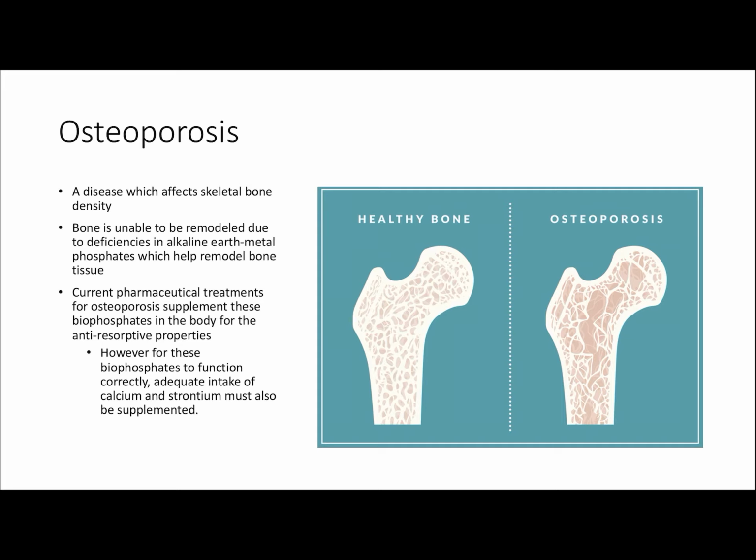Bone is unable to be remodeled due to deficiencies in alkaline earth metal phosphates, which help remodel bone tissue. The current pharmaceutical treatment for osteoporosis supplements these bisphosphonates in the body for their anti-resorptive properties. However, for these bisphosphonates to function correctly, adequate intake of calcium and strontium must also be supplemented.